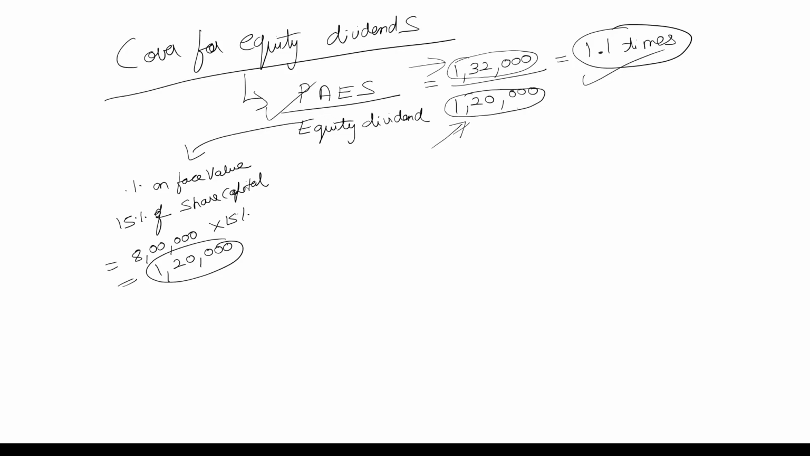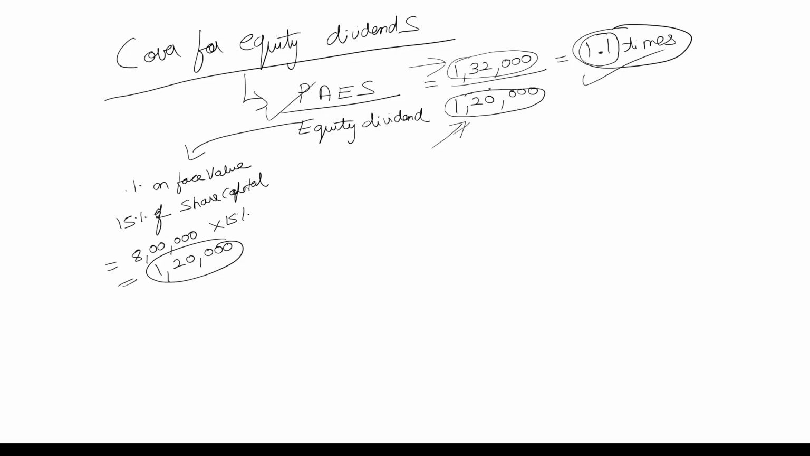So here again, if the cover is exactly 1, it would mean that the company has what it wants to pay. If the cover is lesser than 1, the company does not have what it wants to pay. And if the cover is more than 1, it would mean that the company has more than what it wants to pay. Here the cover is 1.1, so it's just a little more than what the company wants to pay.